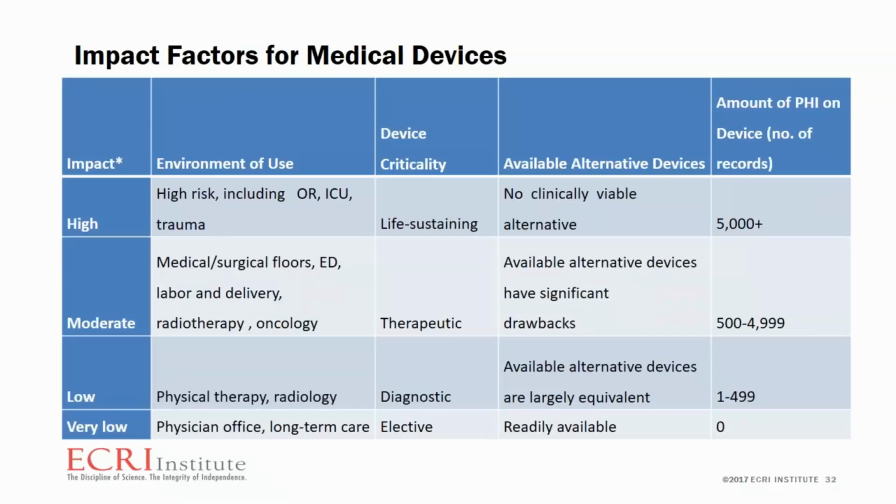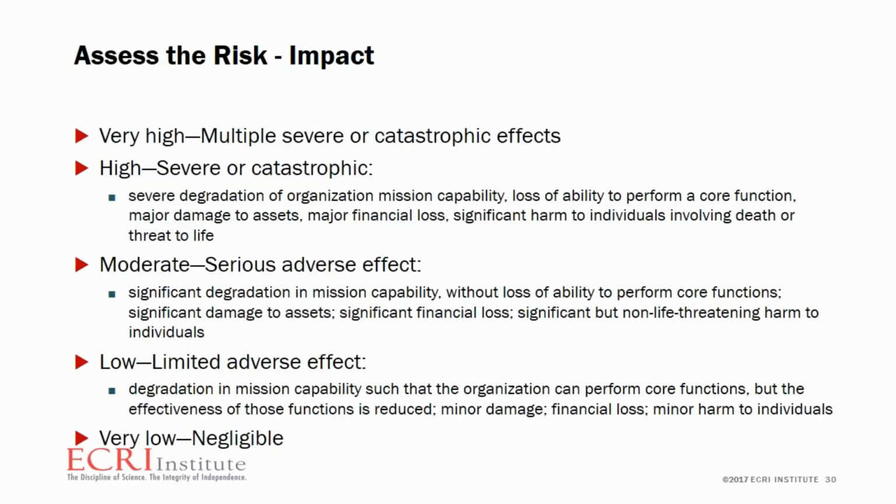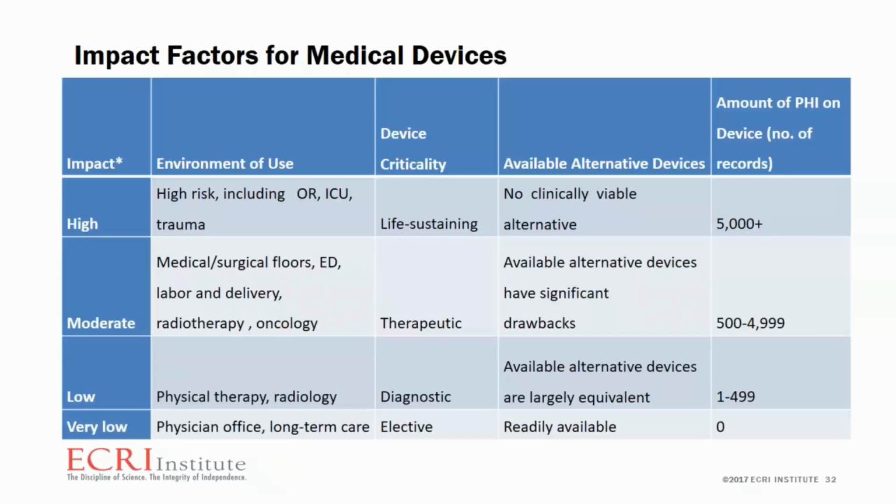So this is an ECRI developed table to assign criticality to medical devices. How do we apply that impact scale specifically to an X-ray machine, for example? And we recommend these 4 factors.